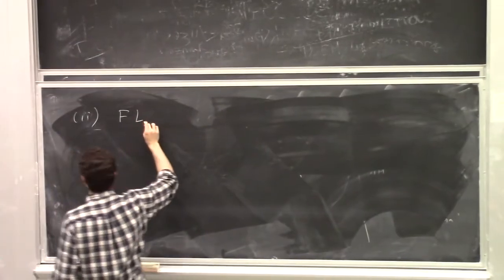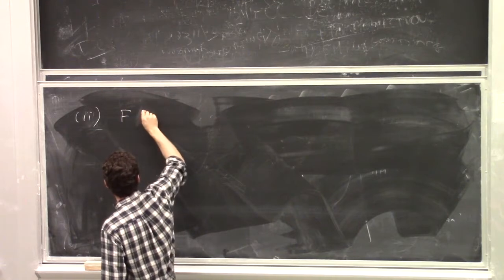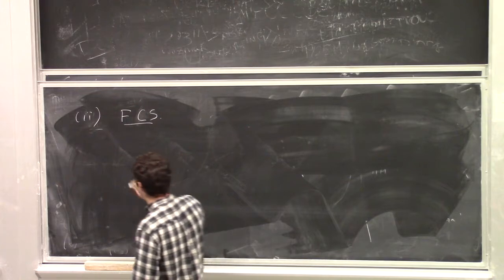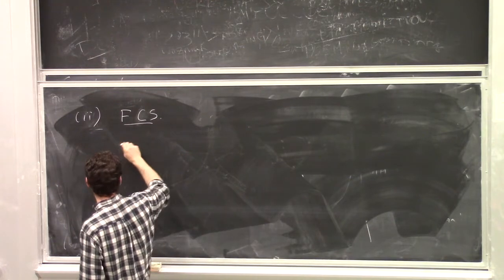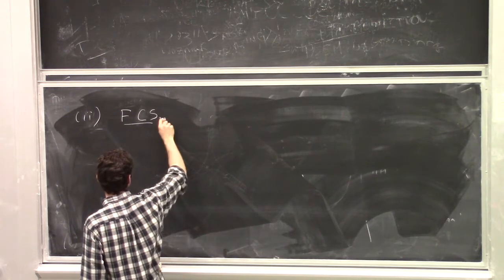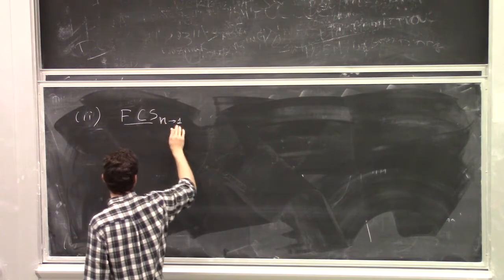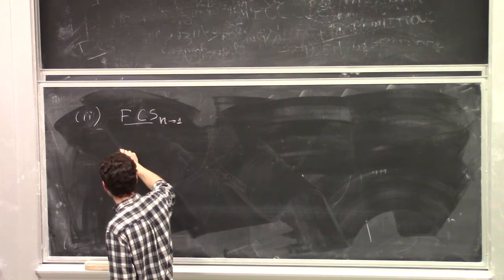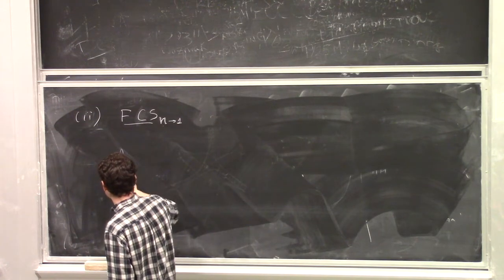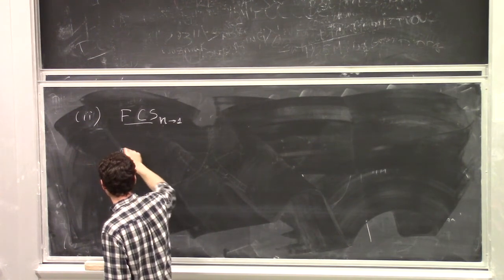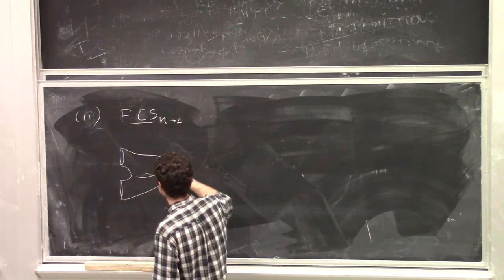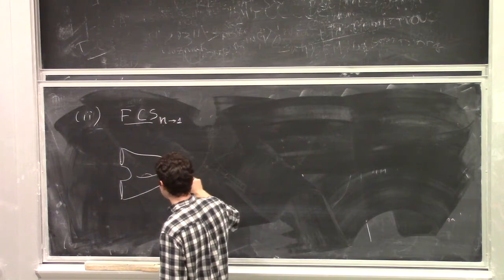Zoo animal number two is this operad that I've been talking about, which is framed complex surfaces. So first I'm going to draw what this operad classifies. I'm going to draw the n input, one output piece. So let's say n equals 2. Then I get a surface with two incoming boundary components, some complex structure.